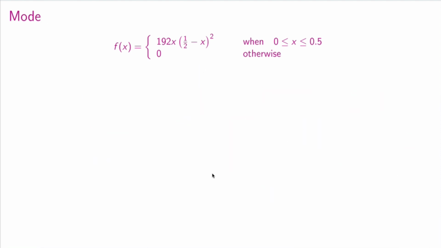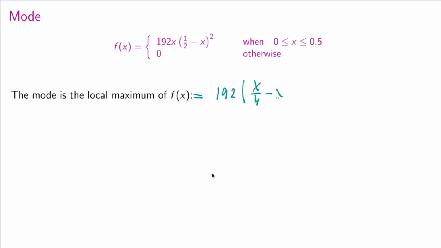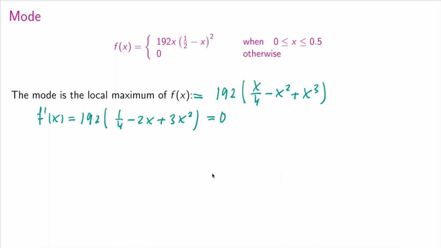All right, and one more friend to do, which is the mode. And the mode is the local maximum of the function f. So this should actually be easy. So we write f again by multiplying everything out: 192 times x over 4 minus x squared plus x cubed. We compute the derivative. So this is 192 times 1/4 minus 2x plus 3x squared. And we set this equal to 0 to find the maxima and minima. So we have a quadratic equation which we set equal to 0. So we can use our wonderful quadratic formula.